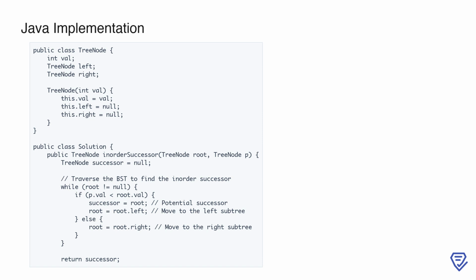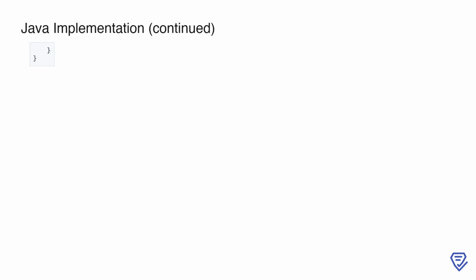If the value of P is smaller than the root's value, it means the current root could be a potential successor, so we store it in the successor variable and move to the left subtree to explore smaller values. On the other hand, if the value of P is greater than or equal to the current root's value, it means we need to look for the successor in the right subtree, so we update the root to point to its right child. This process continues until we either find the successor or reach the end of the tree.